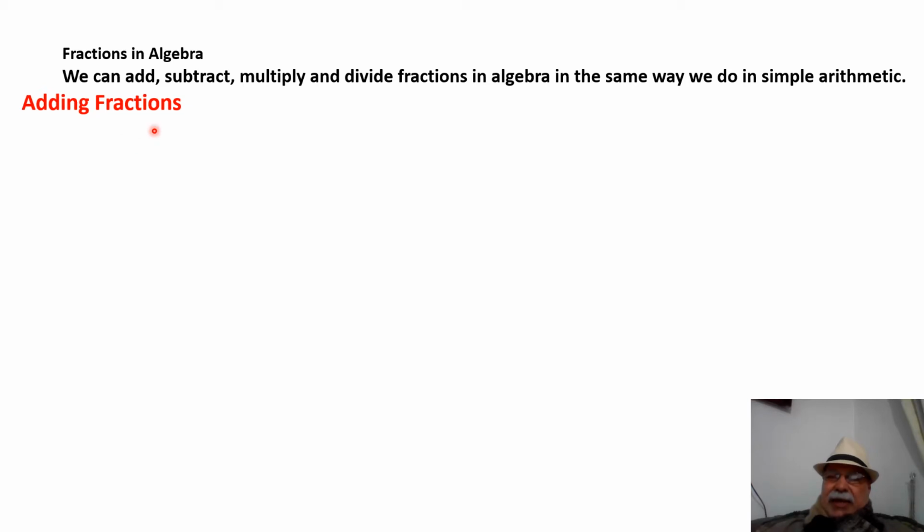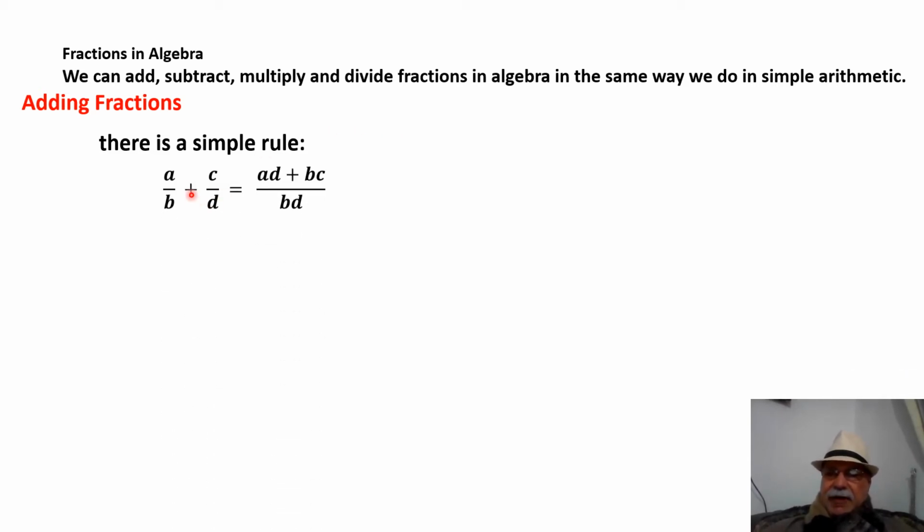Added fractions. This is where we add fractions. There is a similar rule for how we add fractions, and it differs between the numerator and denominator, in order to know how to simplify any fraction. You see, here we have a over b plus c over d equals (a times d plus b times c) over b d. This is the rule for adding fractions in algebra.